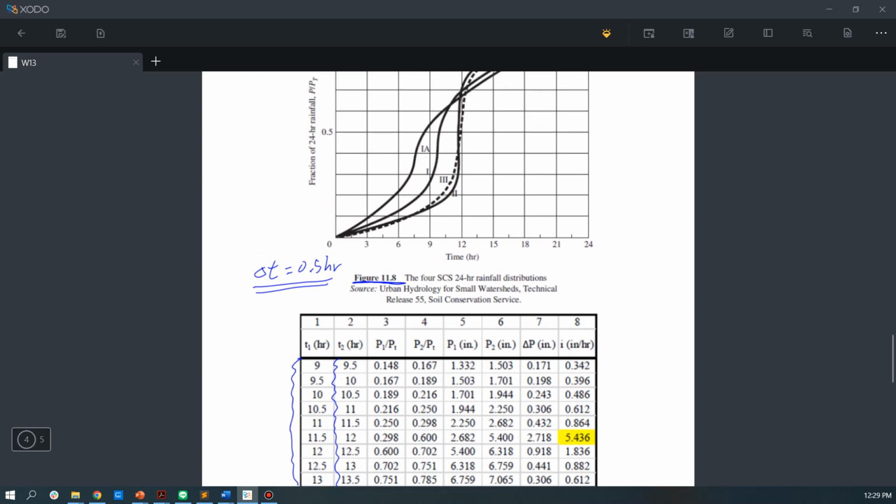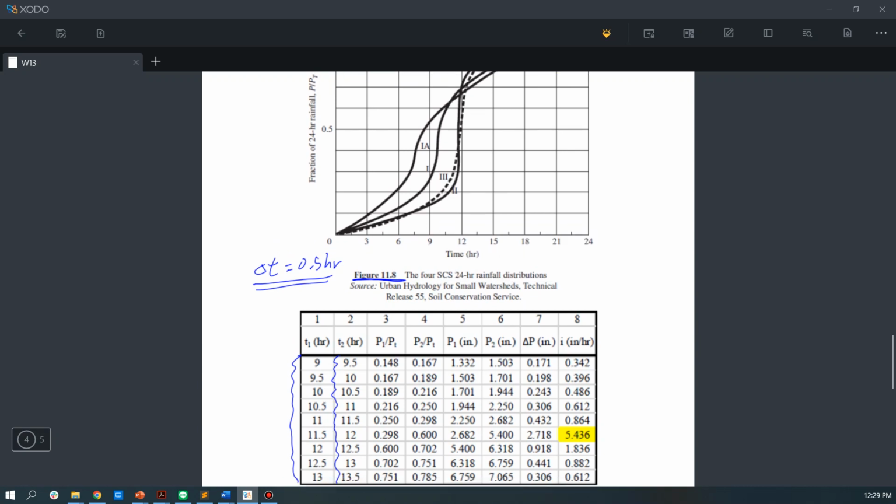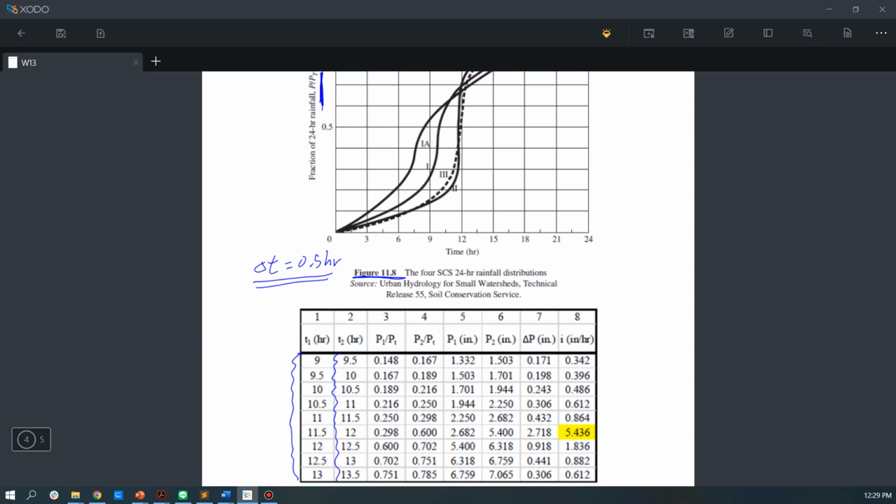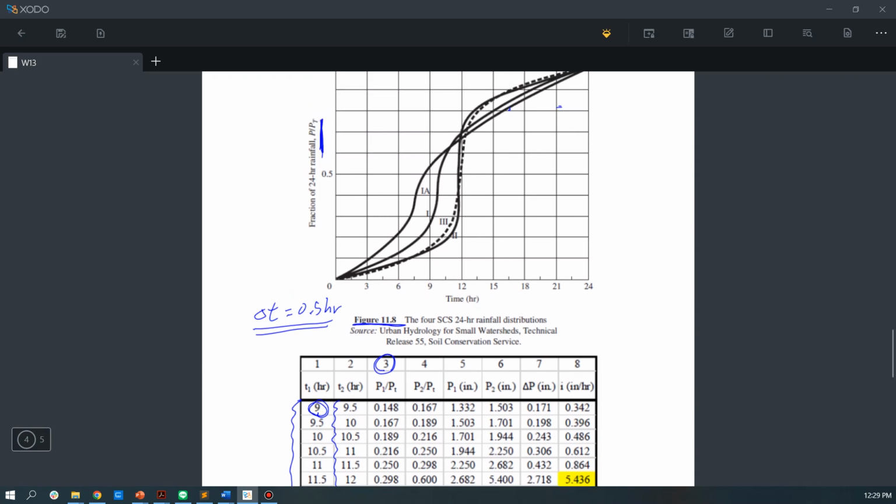Then we use the figure 11.8 to identify the corresponding value for the fraction of the 24-hour rainfall. So for example, for the column 3, we use the first column time step. So 9 hours, and we just say that Miami is located in the type 3 region. So we just draw a line here, and it's approximately about 0.148.